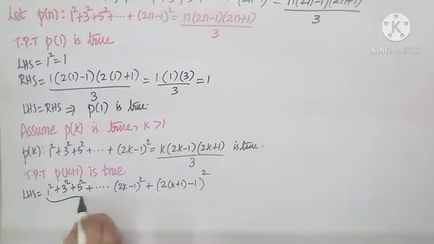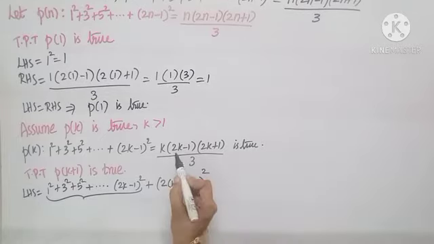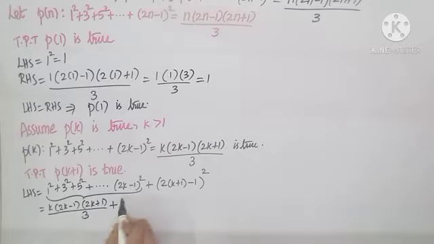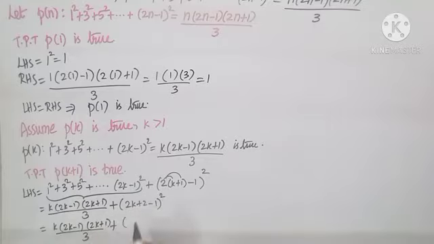1 square to (2K minus 1) the whole square. We can substitute this from this step. K(2K minus 1)(2K plus 1) by 3, plus, simplify this, 2 into K, 2 into 1, (2K plus 2 minus 1) the whole square. Or we get K(2K minus 1)(2K plus 1) by 3 plus (2K, 2 minus 1 is 1) the whole square.